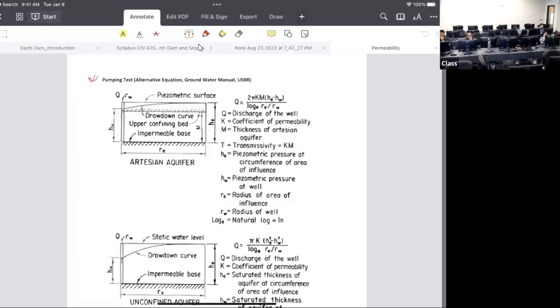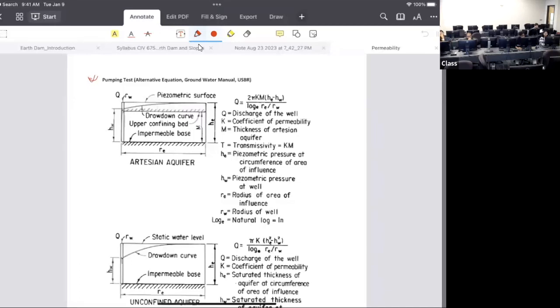So the first one is known as the pumping test. The pumping test is basically having a borehole and pumping the water out. If you pump the water out, then it's going to create a drawdown curve. And if you know the characteristics of the drawdown curve, then you will be able to find out the permeability of it.